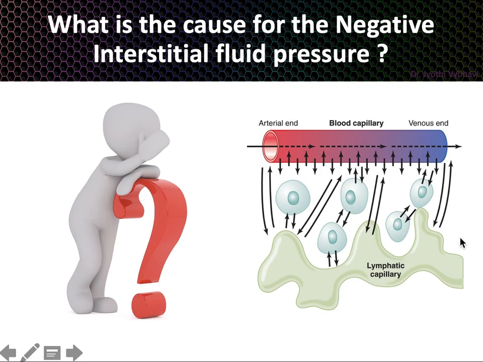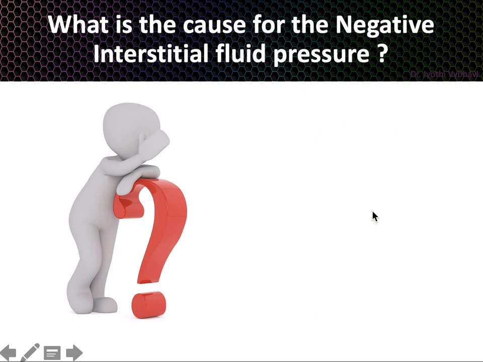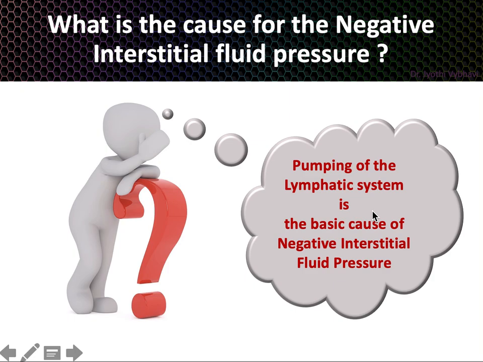Did you get it? How amazing. The lymphatics are not only helping us remove the fluid, but also creating a negative pressure in the interstitium. So what's the reason? Pumping of the lymphatic system is the cause of the negative interstitial fluid pressure. So if somebody asks you why the interstitial fluid pressure is negative, you have to answer that it is because of the lymphatic system pumping.